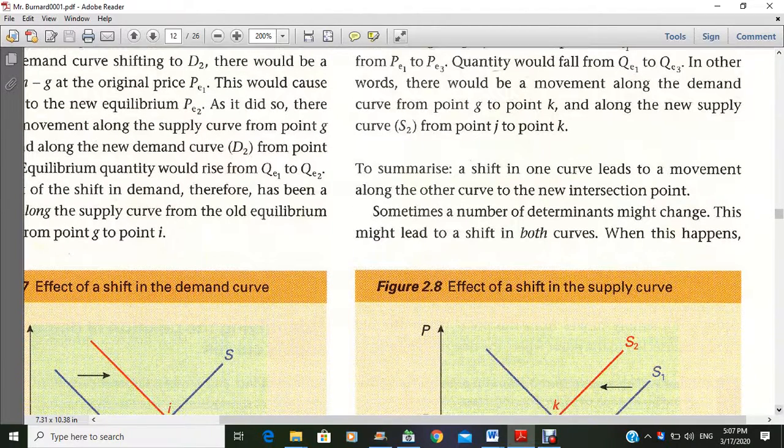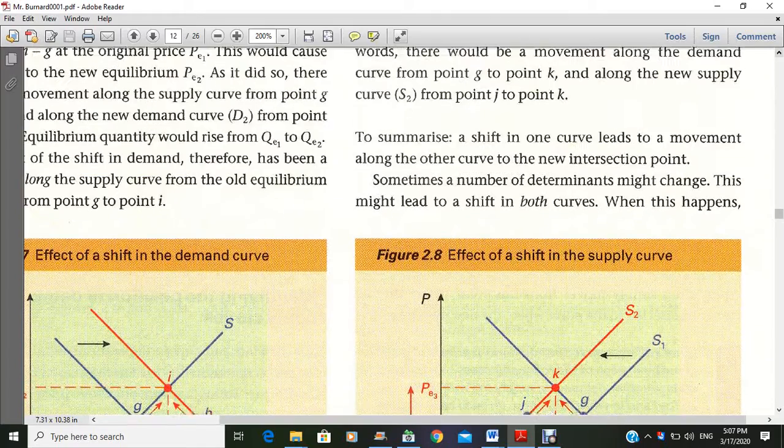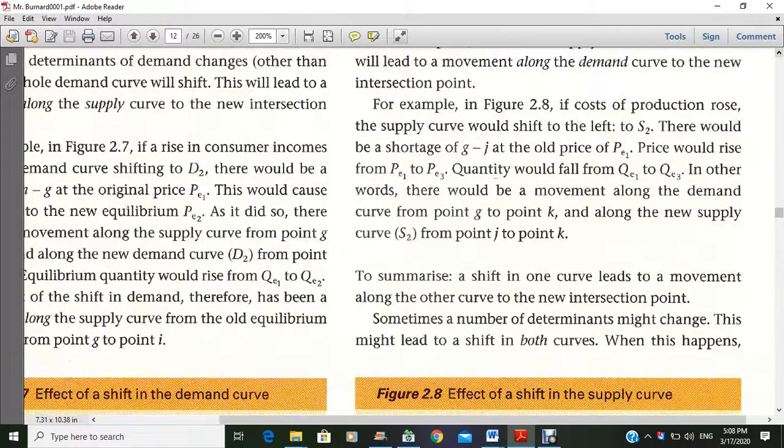So just to highlight something, this movement represents price. But this movement between here, G and J, represents quantity. From G to J represents quantity, right?